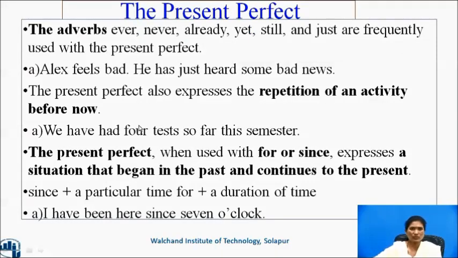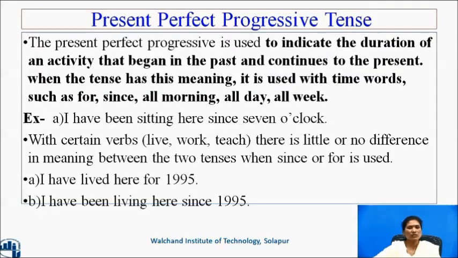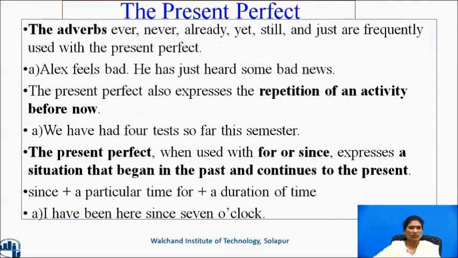The adverbs ever, never, already, yet, still and just are frequently used with the present perfect. For example, Alex feels bad. He has just heard some bad news. The present perfect is also used to express the repetition of activities before now. For and since: we have seen the difference between for and since, because when we use since, we have to remember the particular time, and when we use for, we have to remember the duration of time. For example, I have been here since 7 o'clock.